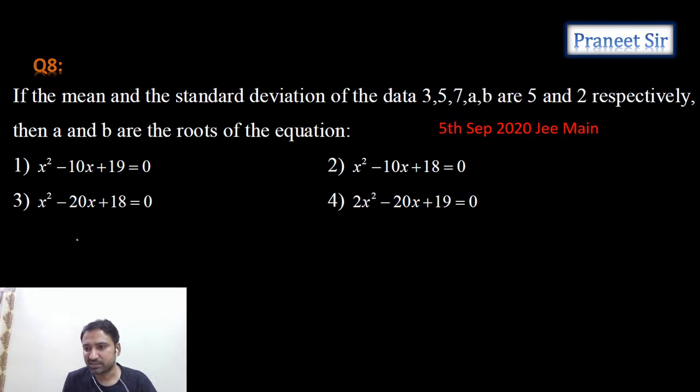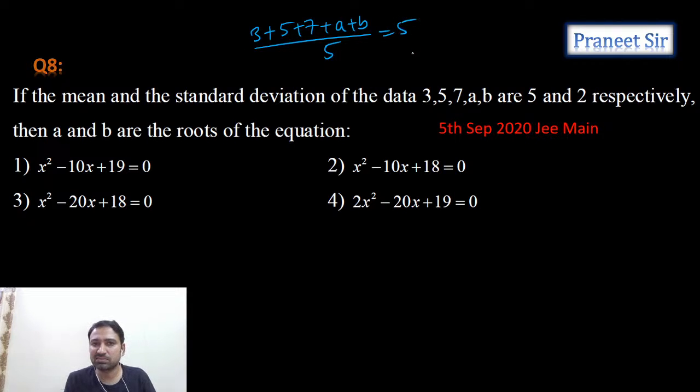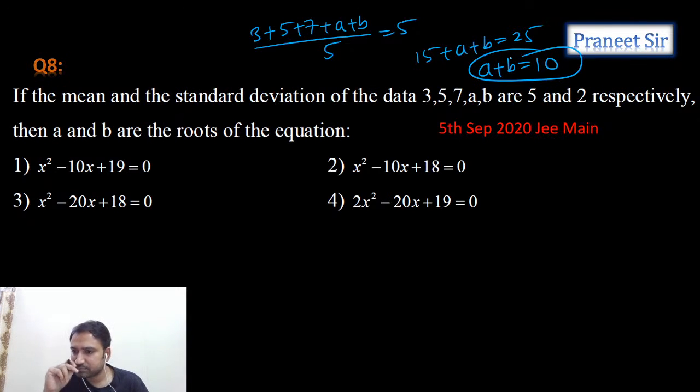Right, so tell me guys what it is. Mean is given. So mean means what? Average of these, how many observations? 1, 2, 3, 4, 5, 5 only, right? 5 observations only. (3 plus 5 plus 7 plus a plus b) by 5 is given as 5. Now cross multiply this: 15 plus a plus b is equal to 25. From this, a plus b is equal to 10. Correct? a plus b is equal to 10.